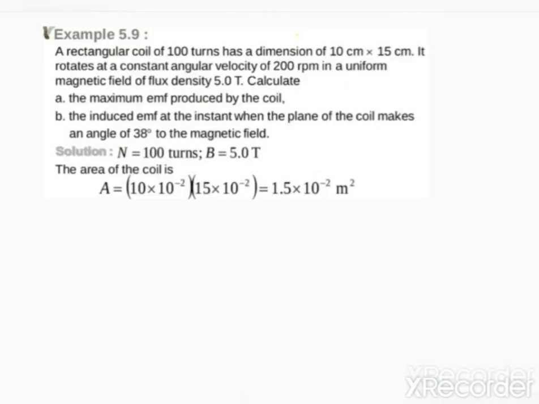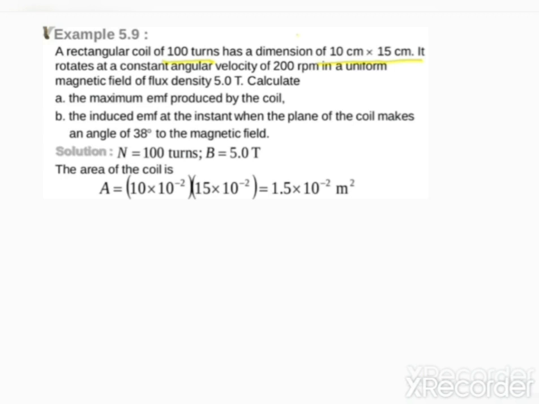Example 5.9. A rectangular coil of 100 turns has a dimension of 10 cm times 15 cm. It rotates at a constant angular velocity of 200 rpm in a uniform magnetic field of flux density 5 Tesla. Calculate A, the maximum EMF produced by the coil, and B, the induced EMF at the instant when the plane of the coil makes an angle of 38 degrees to the magnetic field.